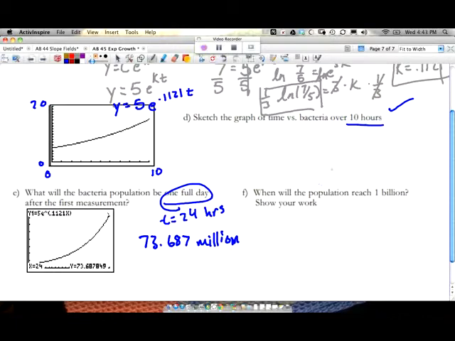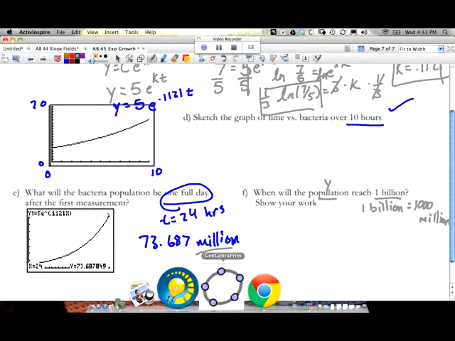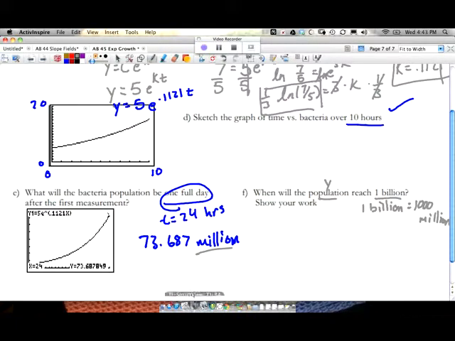All right, last question out of this group. It says, when will the population, in other words, that's the y value, when will the population reach 1 billion? Okay, let's think about how 1 billion compares to what we're talking about. We've been talking about millions, and 1 billion would be equal to 1,000 million. So because we're doing this in terms of millions, let's try to calculate 1,000 million.